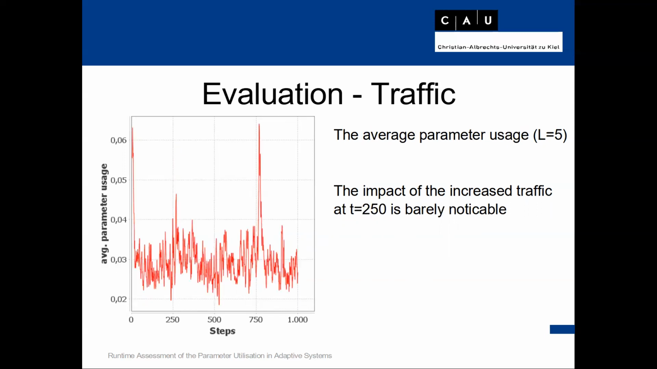And finally, the average parameter usage is also not very good. It does identify the evening rush hour, but the morning rush hour at 250 is barely visible in the background noise.